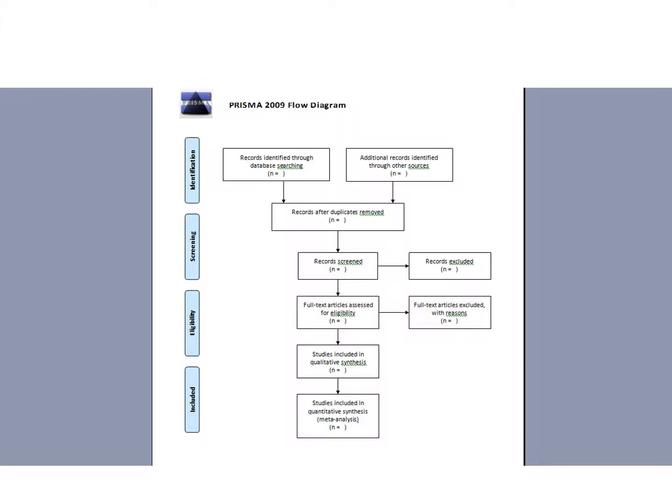The important point about this flow diagram is that all of the bottom levels should add up to the level above until you come to the same total of papers at the top that you started with. Every paper needs to be accounted for.